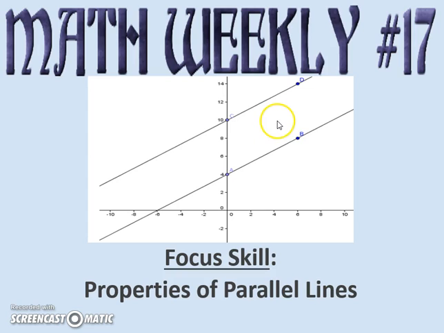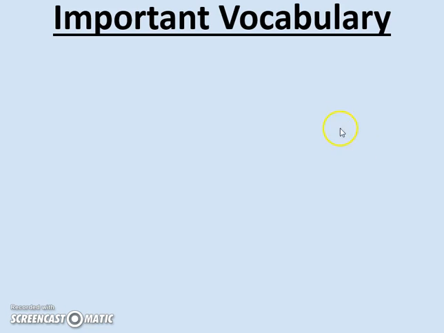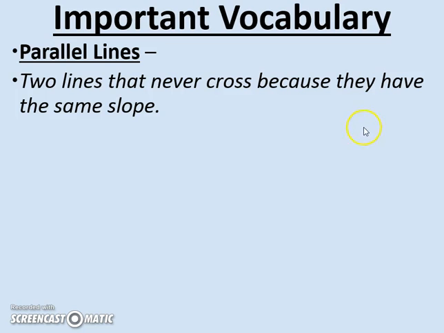In this video our focus skill will be on properties of parallel lines. Let's begin with a definition for parallel lines. Parallel lines are two lines that never cross because they have the same slope. Now to understand this definition you have to have a good working knowledge of the word slope.